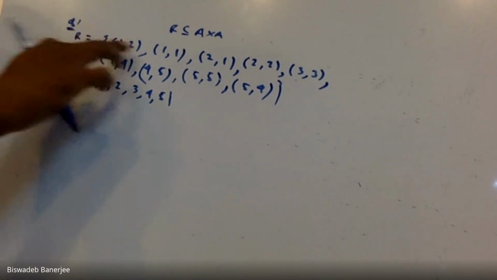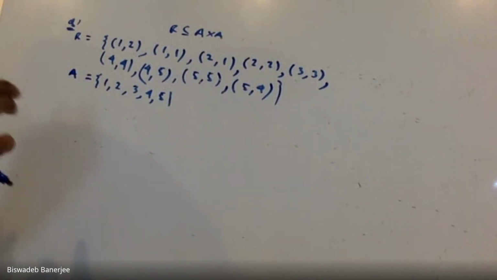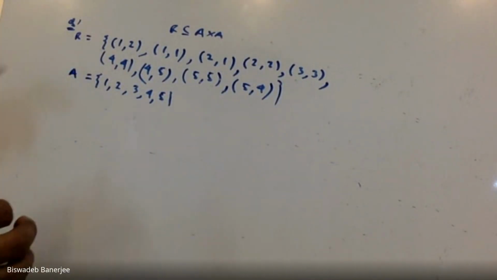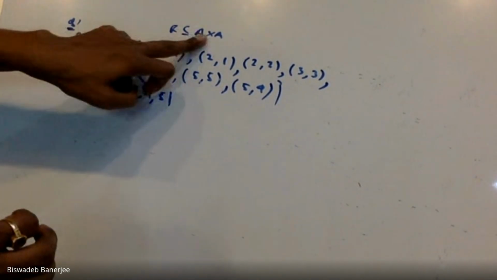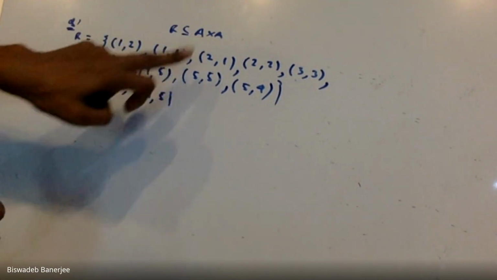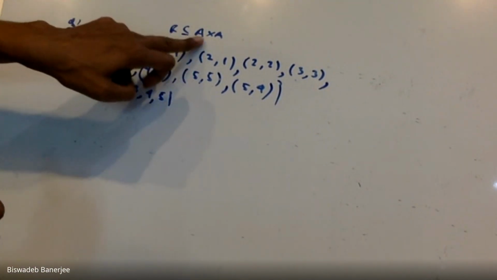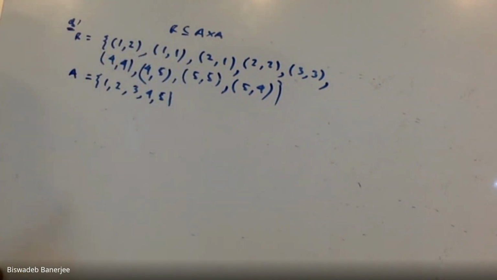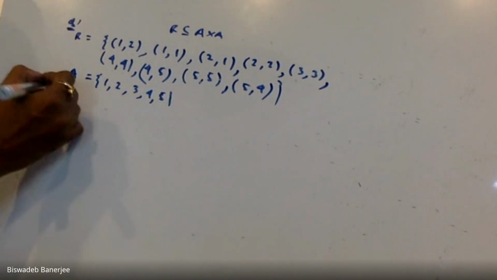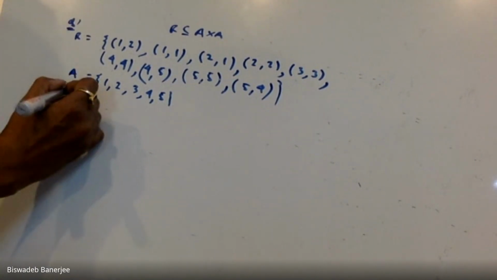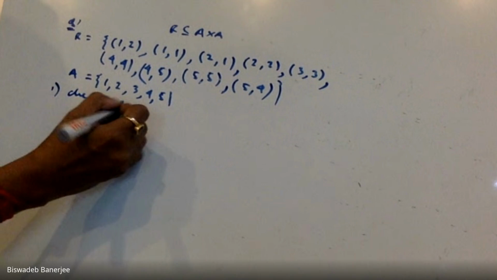We know this concept from our previous video. So you can see that all these members in R are members of this set A cross A. You can check that all these members of this relation are members of A cross A, because we know a relation is always a subset of A cross A. So we are given a set like this. Now what is the question? The question is, check whether it is an equivalence relation.